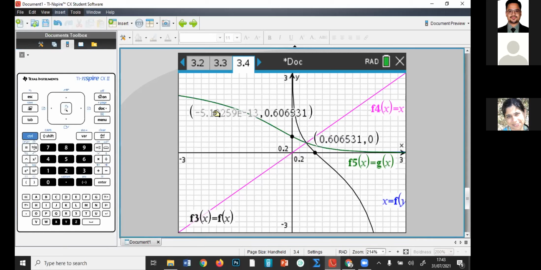Yeah, this is the one. Now it is showing some value, negative 5 point something times 10 raised to the power of negative 13, which is practically zero. So that's how we draw this. Any question, any concern, any discussion so far? If anybody has any question, you can ask in the chat.